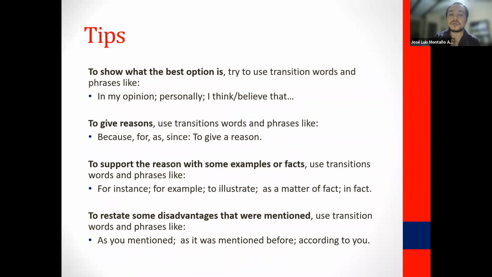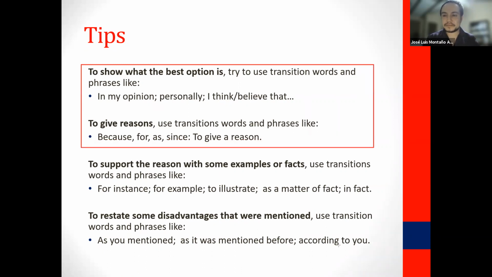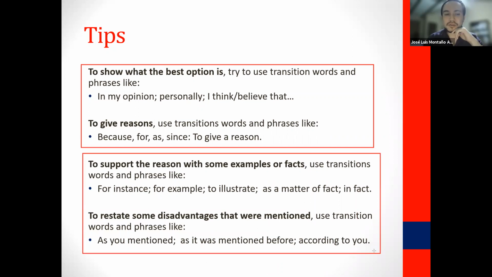And now this is something we're going to work on. And again, we're going to practice. Melanie, let's read these first tips. I'm going to tell you until what part. Those 2, please. Okay. Tips. To show what the best option is, try to use transition words and phrases like, in my opinion, personally, I think, I believe that. To give reasons, use transition words and phrases like because, for, as, since. Thank you very much. The next one is for you, please, Majo. Those 2 elements over there.